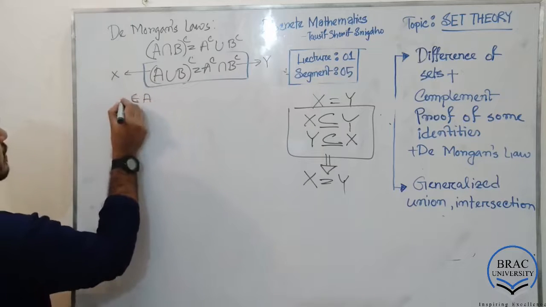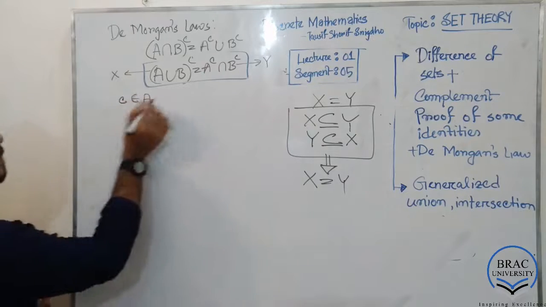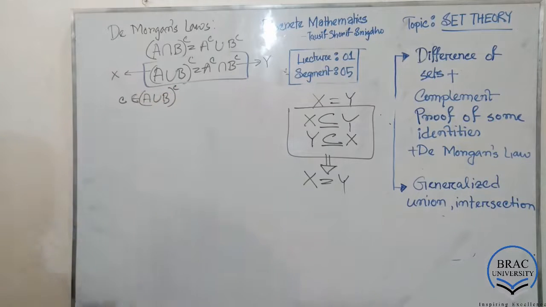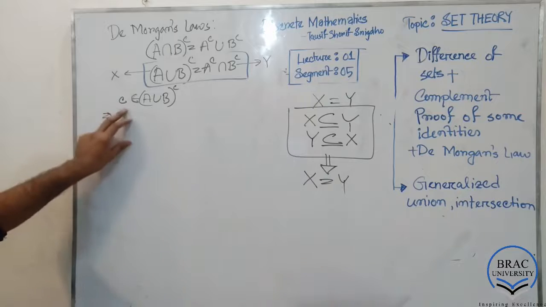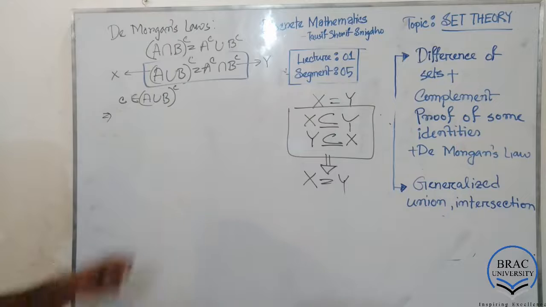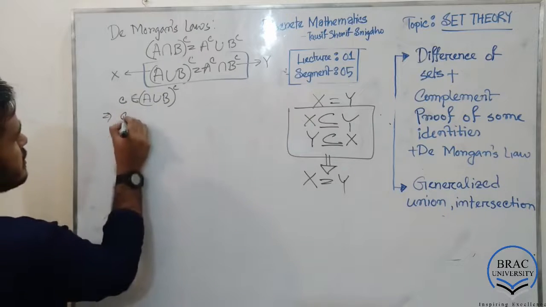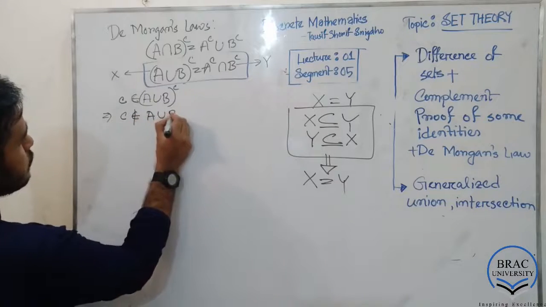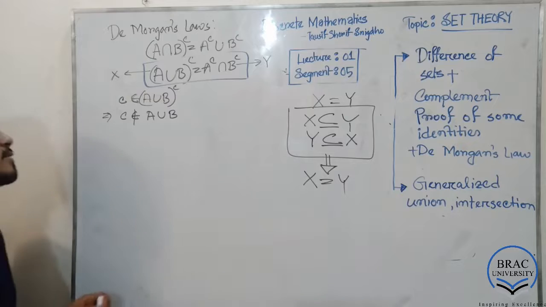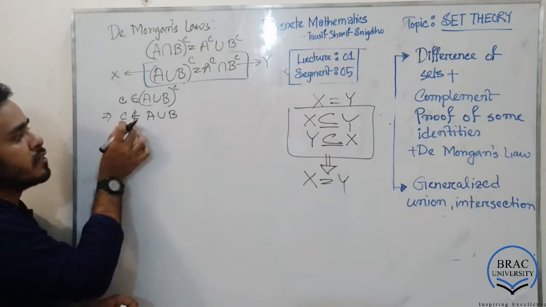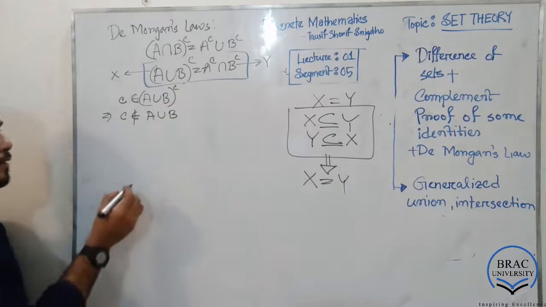Let's make it small c. Okay, c belongs to (A union B) prime. So it means that c is an element of (A union B) prime, and it is a representative element of (A union B) prime. So c doesn't belong to A union B. How do we get that? Since c belongs to the complement of A union B, it must not belong to A union B.